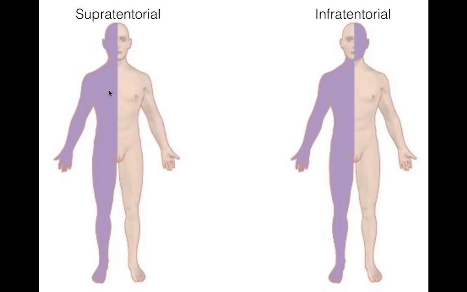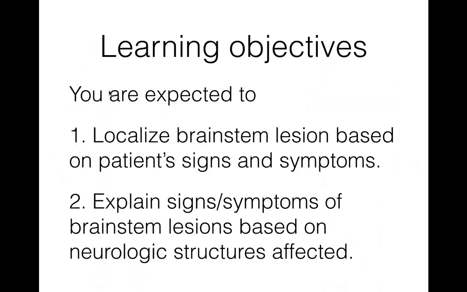Now, before we proceed with the lecture proper, here are your learning objectives to guide you with today's lesson. What is expected of you? The first is that you should be able to localize brainstem lesions based on patients' signs and symptoms. And number two, you should explain the signs and symptoms of the brainstem lesions based on the neurologic structures that are affected.